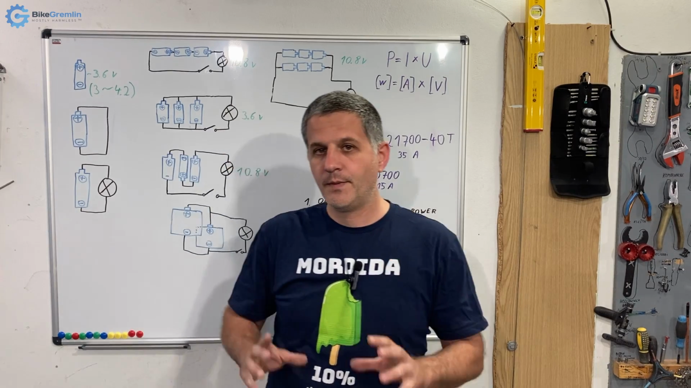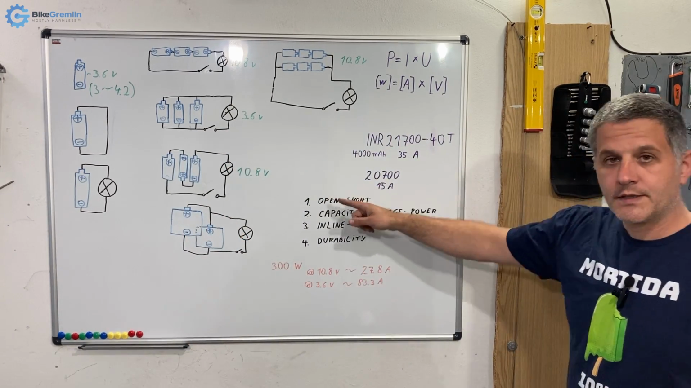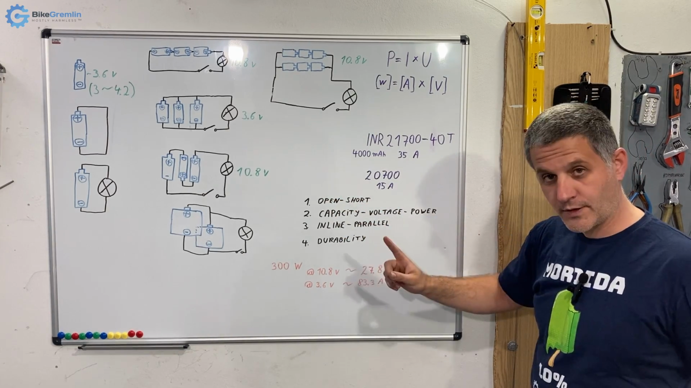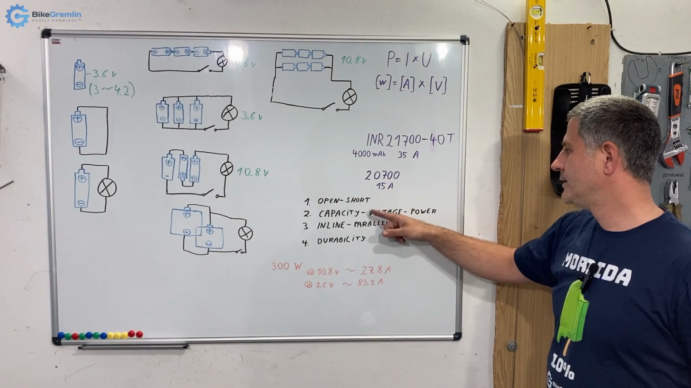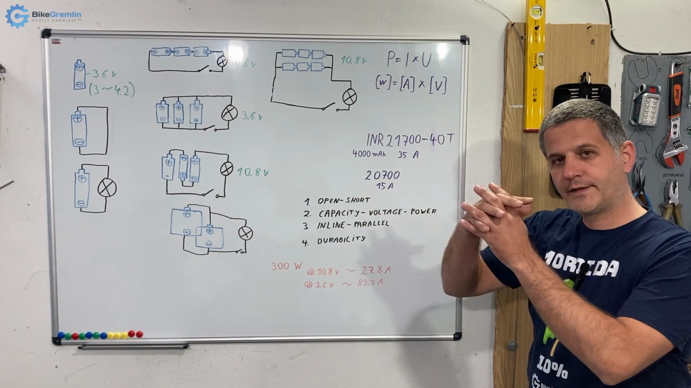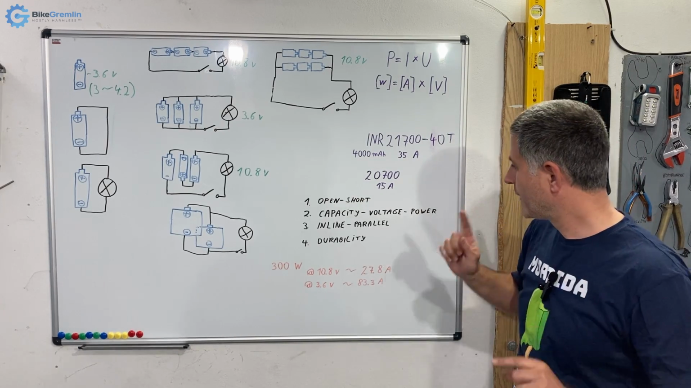The basic and main points that I will be talking about today are here. I will explain the difference between open and short circuit connection. That's very important. Capacity, voltage and power, how they are connected and what the differences are. Sorry about my Tarzan English.